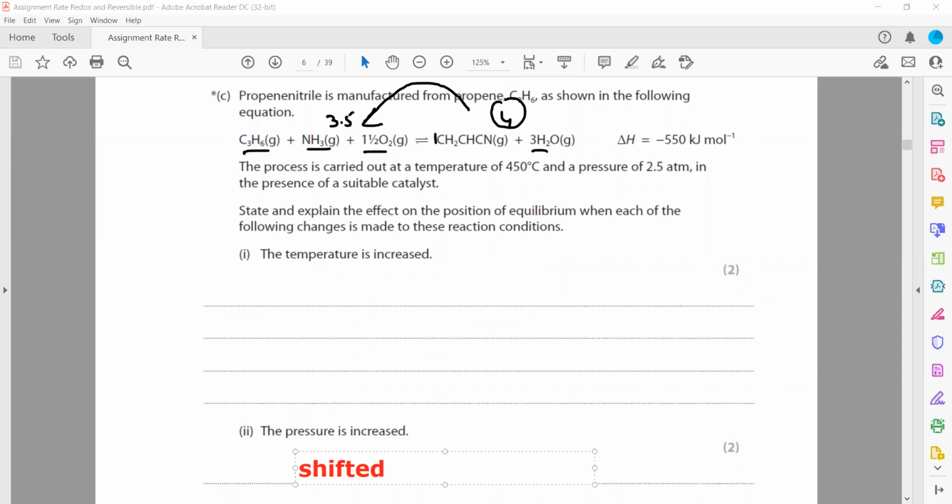And what is the reason? Because few moles of the gas present on the left hand side. That's why this causes the shifting of equilibrium towards the left hand side.